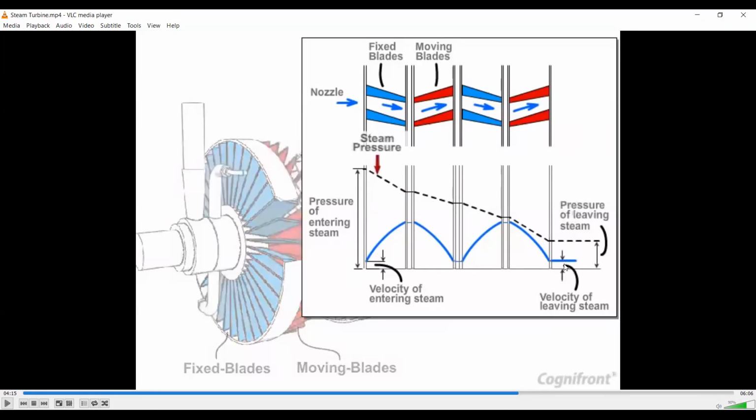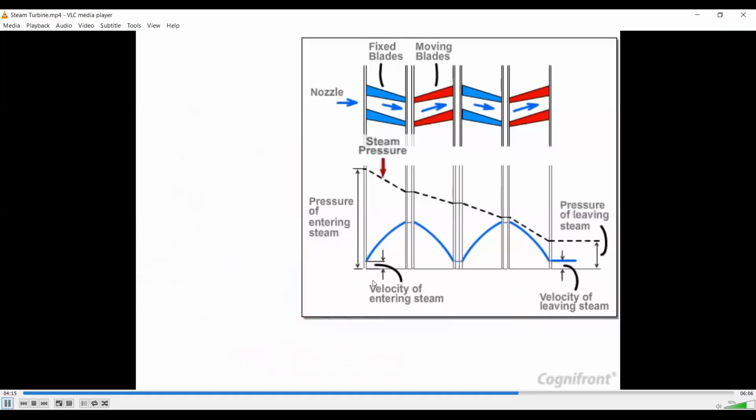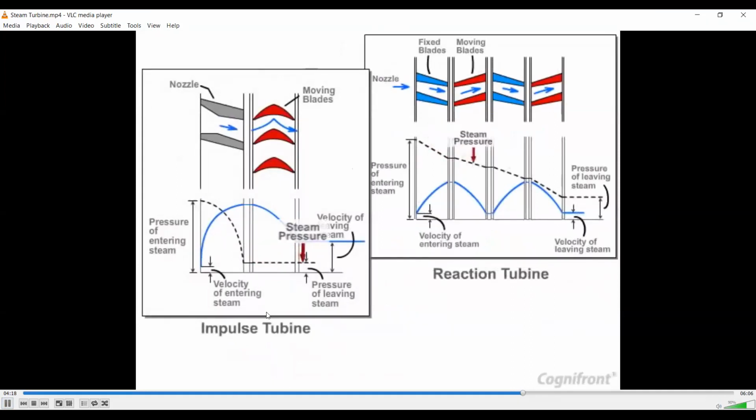And this is the velocity left for the leaving steam. The leaving steam is then further fed to the condensers. And this is the pressure of the leaving steam. These two are for the condenser stage. And this is the velocity of the entering steam. Now see the comparison.